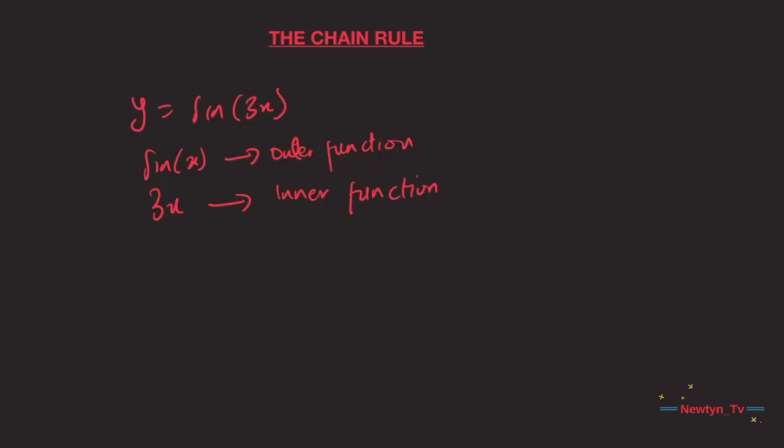So let's put all these statements in mathematical form. Mathematically, dy over dx should be equal to dy over du times du over dx. That is the whole idea behind the chain rule.